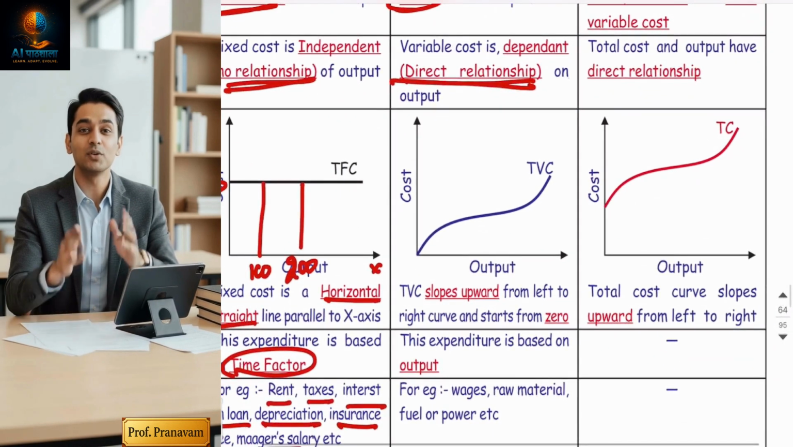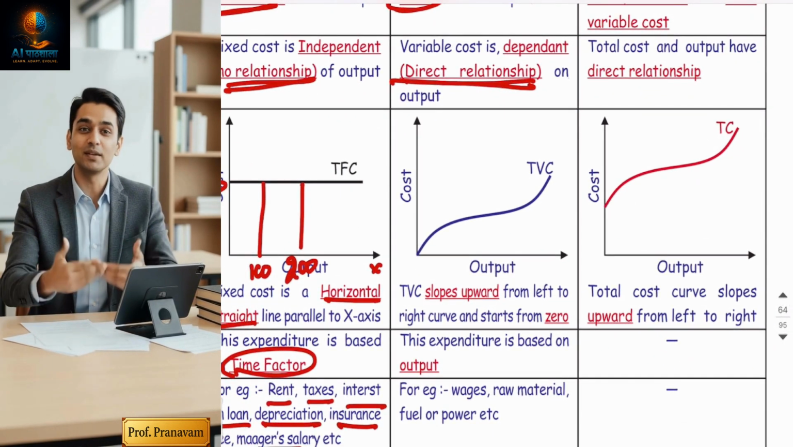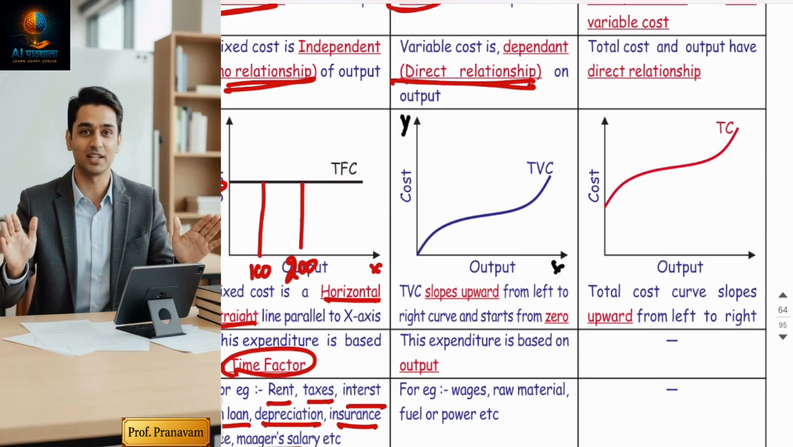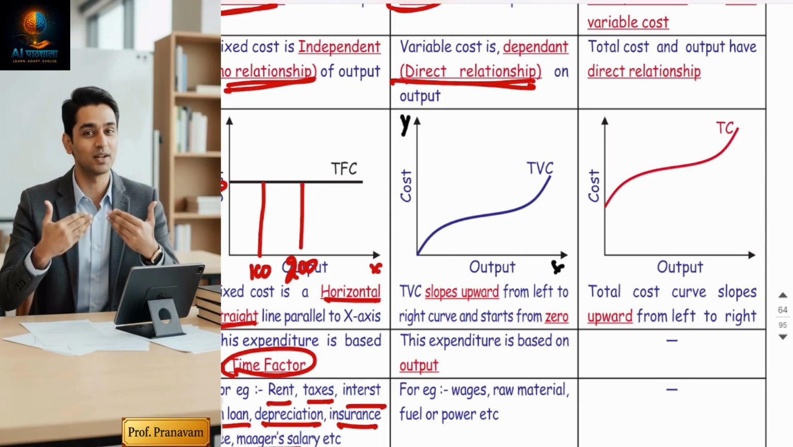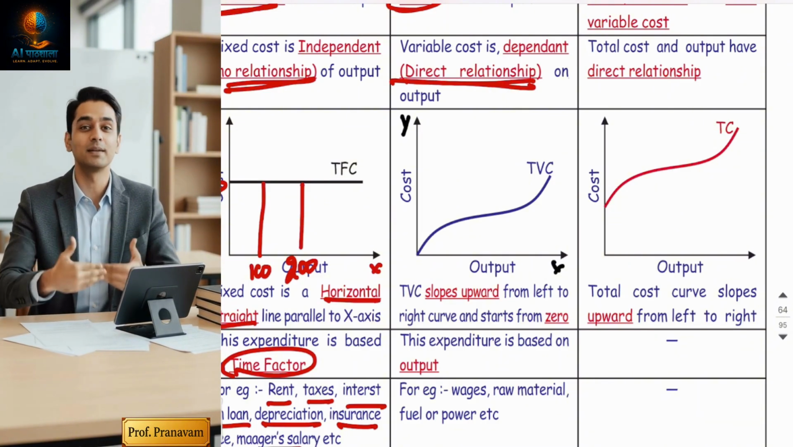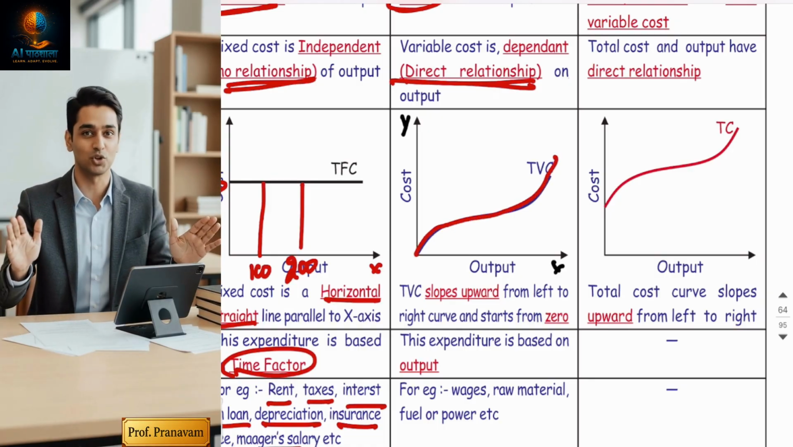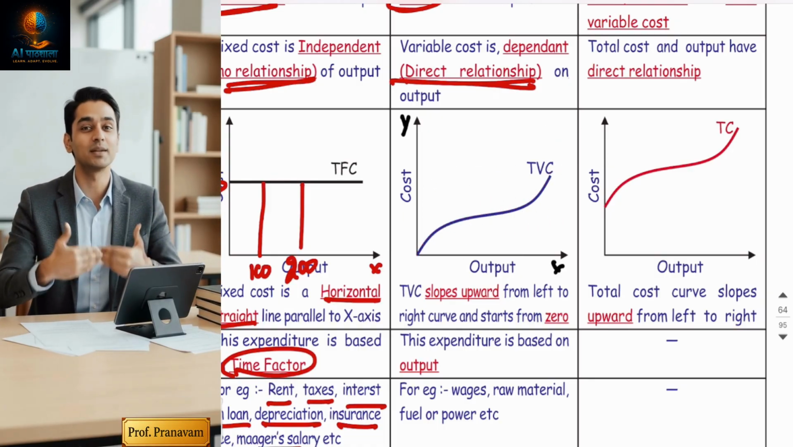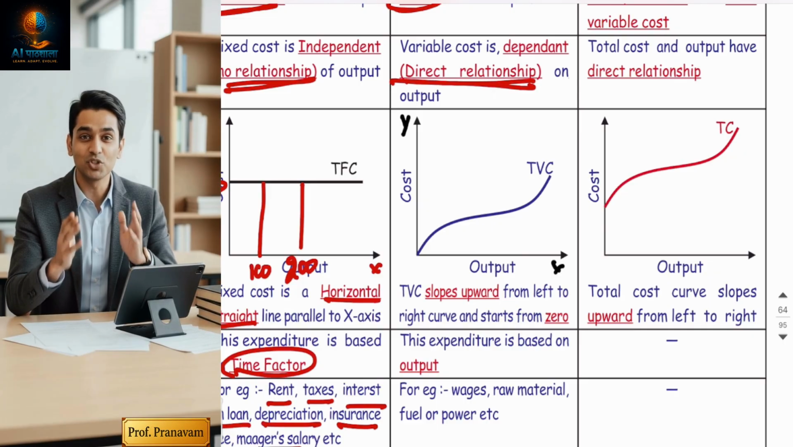Okay, and when two factors have a direct relationship, your cost curve is going to be upward sloping. On the y-axis, I'm taking variable cost, and on the x-axis, I'm taking output. So see, my curve is upward sloping, right? It is going upward. But it will not be a straight line. Why? Because cost never increases constantly. It is zigzag.